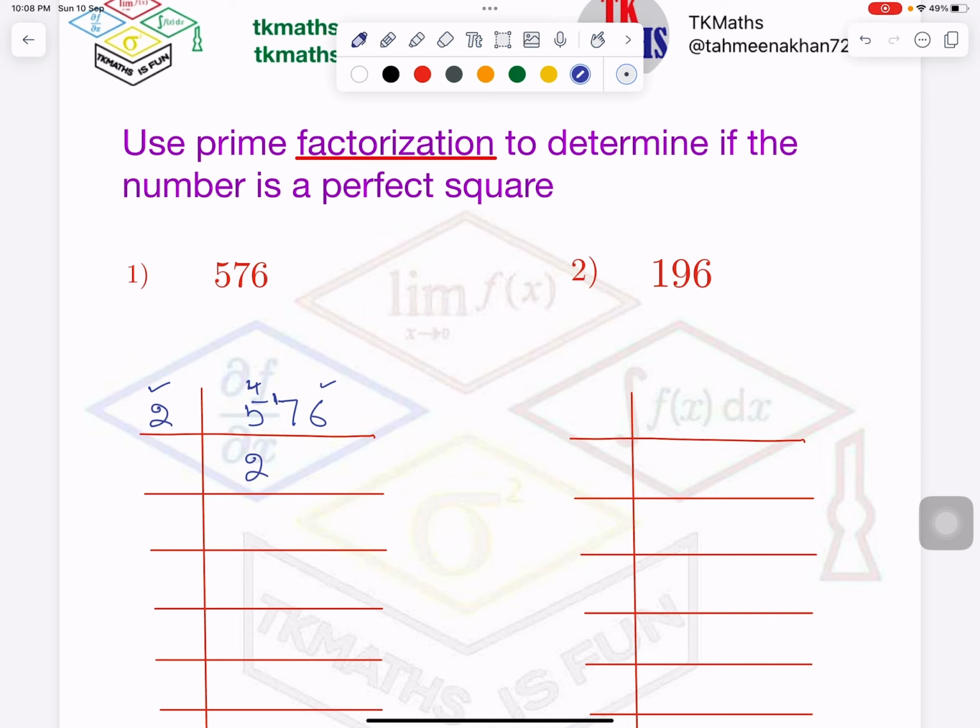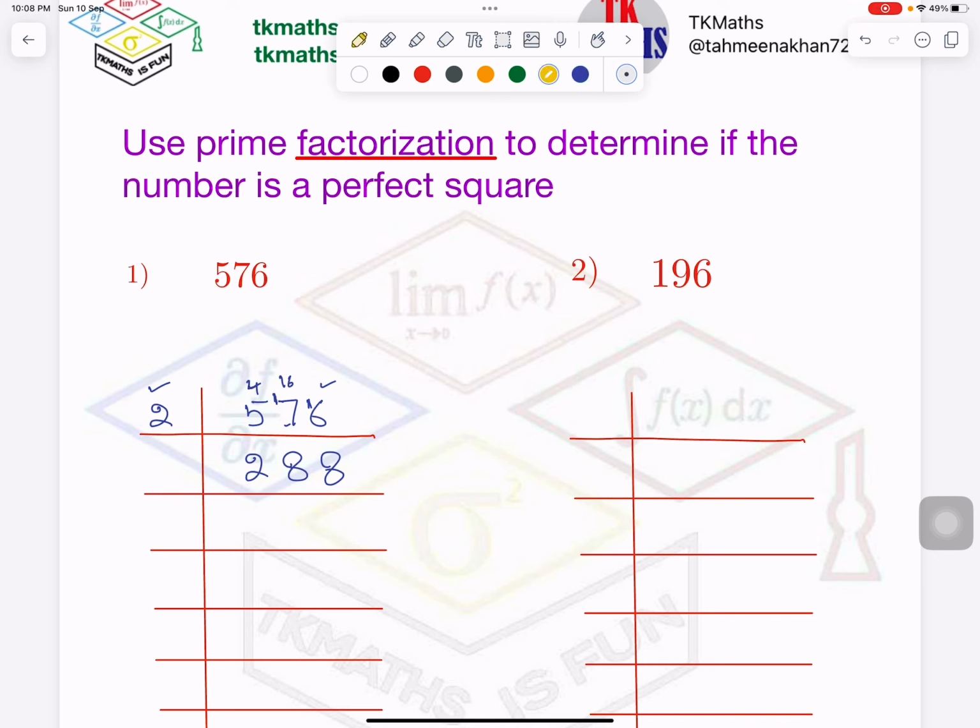So 2 times 8 is 16. So now this is 16, but this one is 17. So again one number will come here. Now this is 16. So 2 times 8 is 16. So this is how you will cancel.